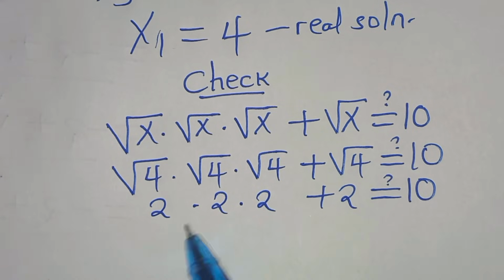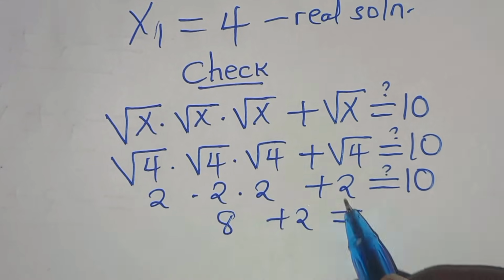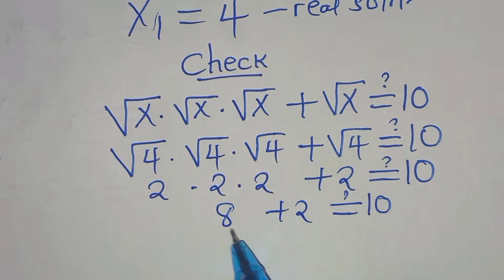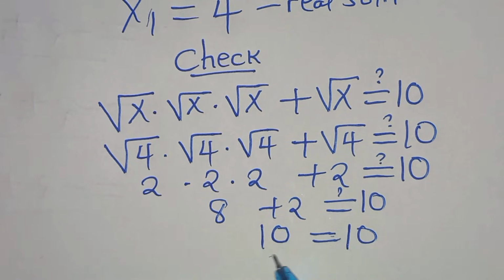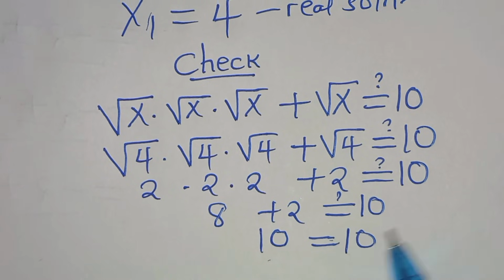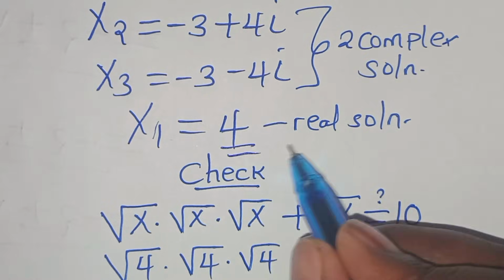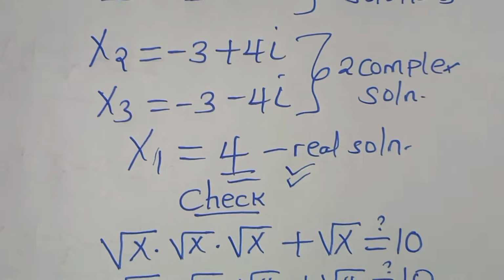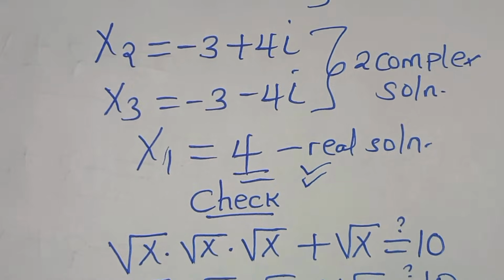So we have 2 times 2 times 2, this is 8, plus 2. This is supposed to give us a value of 10. 8 plus 2, this is equal to 10, and this is equal to 10. So we have the left-hand side is equal to the right-hand side. And this affirms that the real solution here satisfies the equation. So this means we have 3 solutions, 1 real solution and 2 complex solutions.